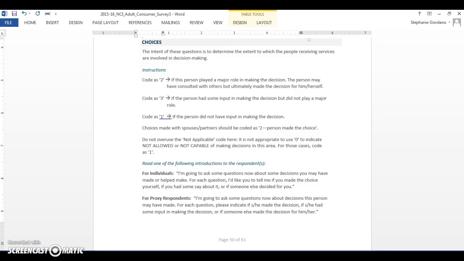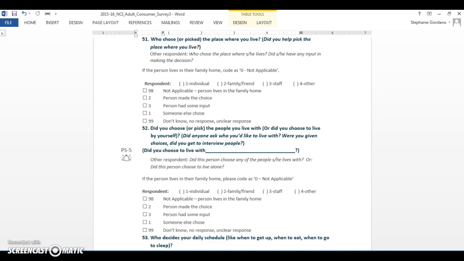The middle response here would be a 3 response. That means that the person had some input in making the decision, but did not play a major role in making a decision. And finally, we ask that you code 1 if the person did not have any input in making a choice. These questions have remained the same as in previous years, so I will just highlight some areas that we typically get questions around.